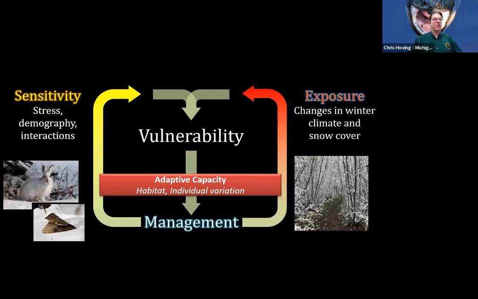Combining those two together will give you vulnerability. You put it through a filter of adaptive capacity. Given its sensitivity and exposure, can the species adapt? And then you start asking this question, why can it adapt or why can't it adapt? And what can we do about that as managers? That's really the key to climate adaptation when you're working in really complex systems like ecosystems, with wild species where you don't have a lot of control. You really need to be asking these higher level questions about vulnerability and then adaptive capacity to get at effective management.